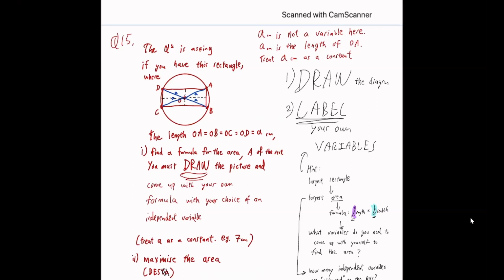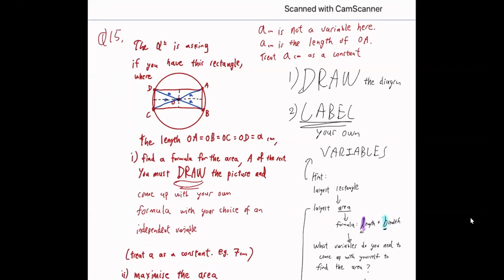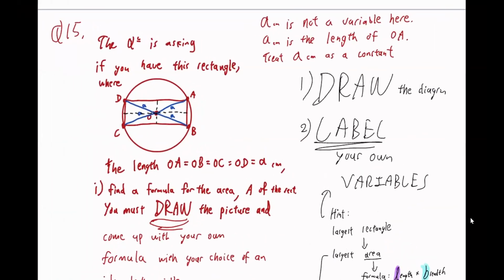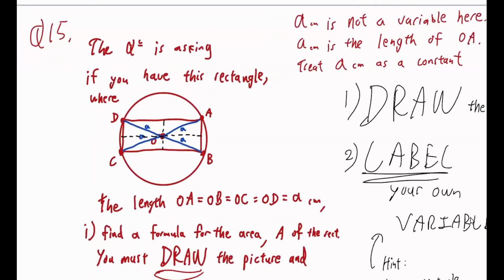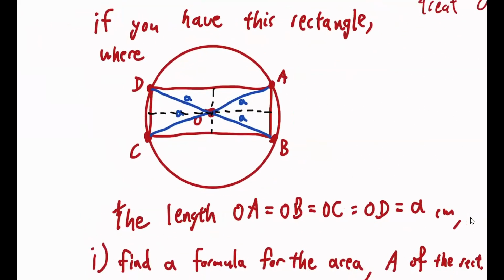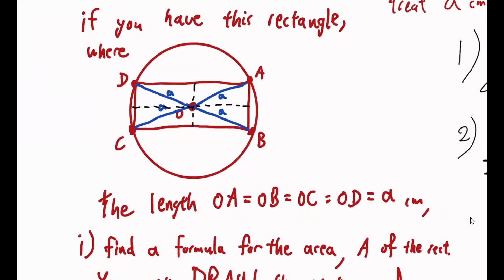Okay, let's read through what I asked you to do. The question is asking you: if you begin with this rectangle, A, B, C, D are all on the circumference, and the lengths OA, OB, OC, and OD all equal a cm. Now, if this question is too hard, you can change a into, let's say, 7 cm. Just pretend it's 7.